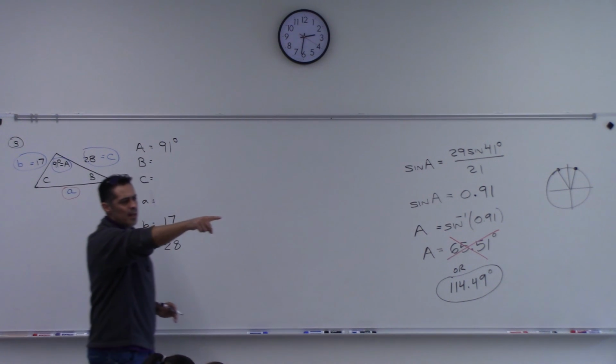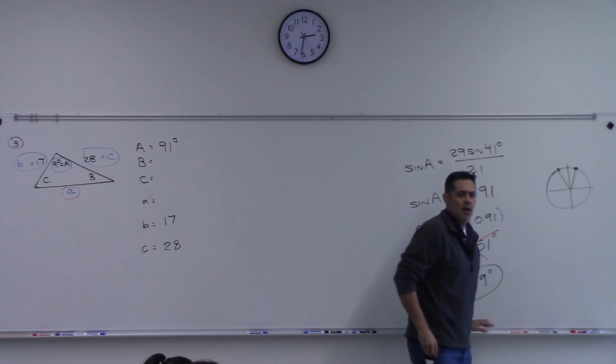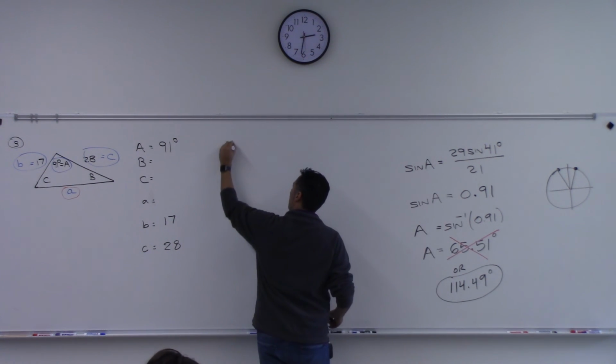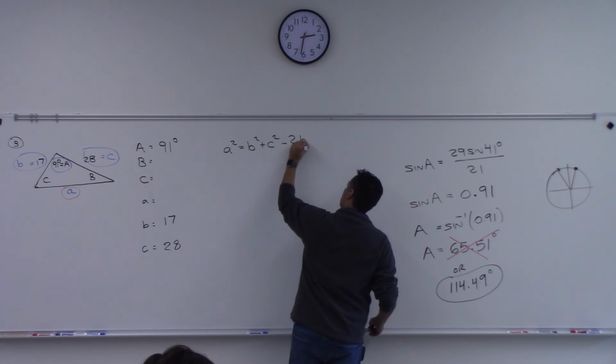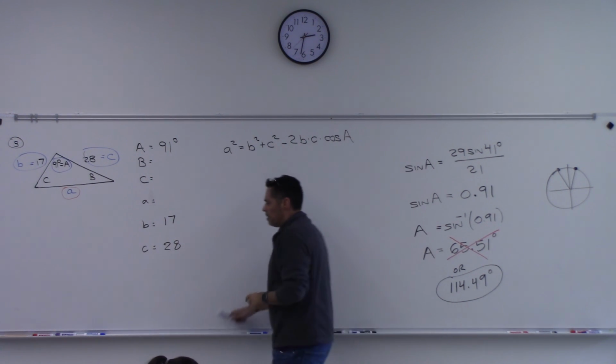Using the one over here, that is for what? A? Right? A squared? All right, I'm going to let you do that. I want you to see if you can do it on your calculator. We're using a squared equals b squared plus c squared minus 2 times b times c times cosine of capital A. I'm going to give you a minute. I'll be right back.